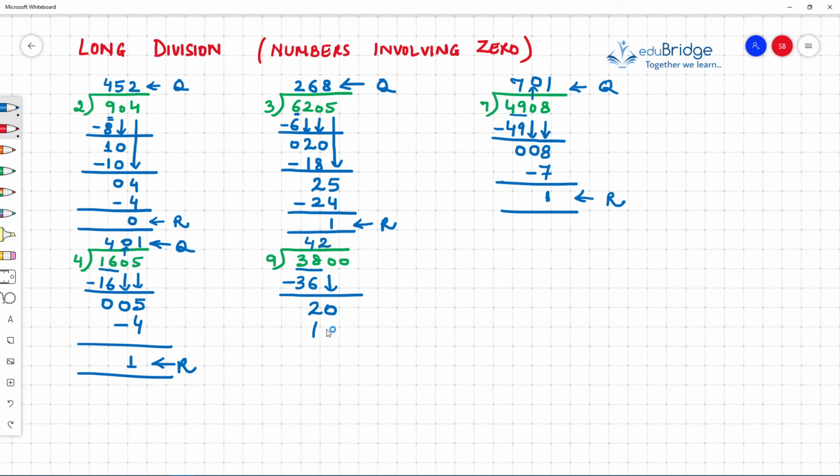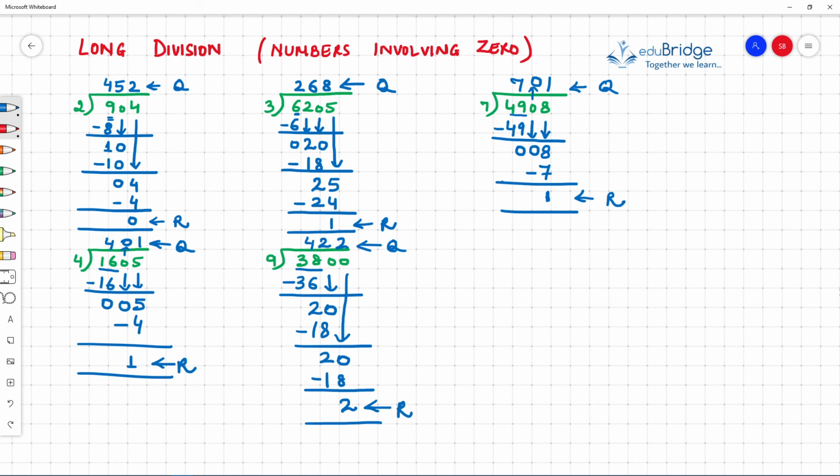So what is the closest you can go? 9 twos are 18. Subtract it. 2. Bring down the next 0. You get 20 again. 9 twos are 18. Subtract it again. You are left with 2. No more numbers after this, so we stop here. So 422 becomes your quotient and 2 becomes your remainder.